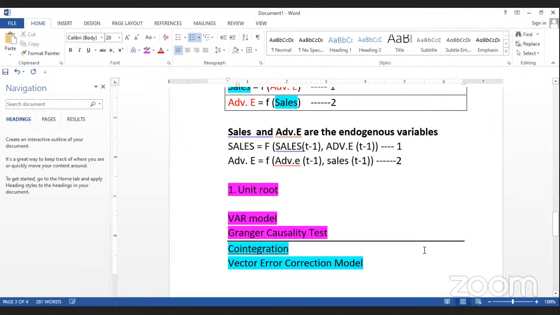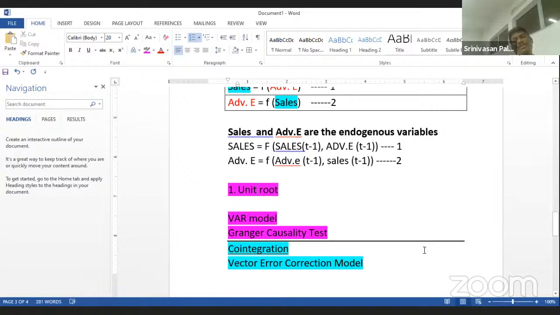Yeah, the starting point is the unit root test. The unit root test will decide whether you are going for the VAR model, the Granger causality, or the error correction model. Co-integration is a part of the error correction model. Don't forget that. So this is what I'm going to do.